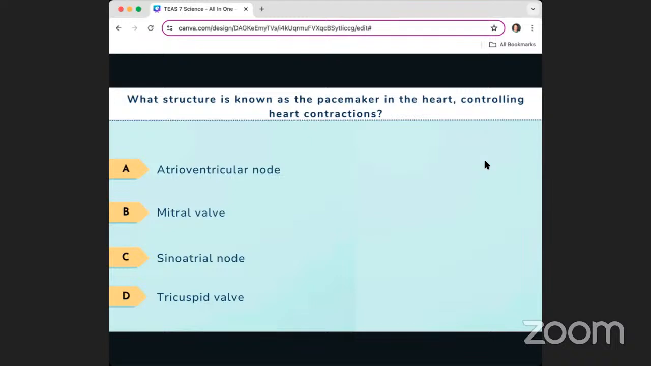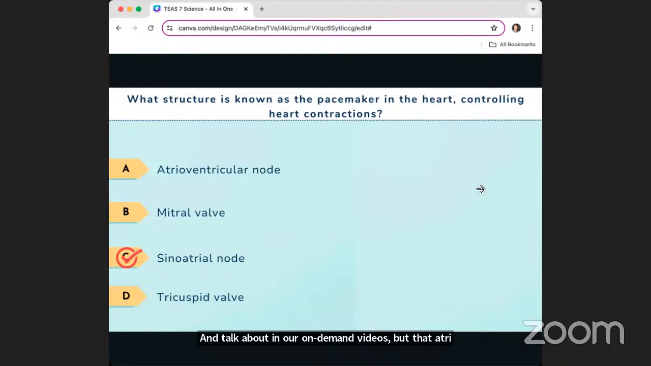Okay, the structure known as the pacemaker in the heart, controlling all heart contractions, is the sinoatrial node, or the SA node. The option A, atrioventricular node, is another node involved with heart contractions, but it carries an electrical signal a little more downstream. That's something that we would definitely dive into and talk about in our on-demand videos, but that atrioventricular node is not the natural pacemaker.